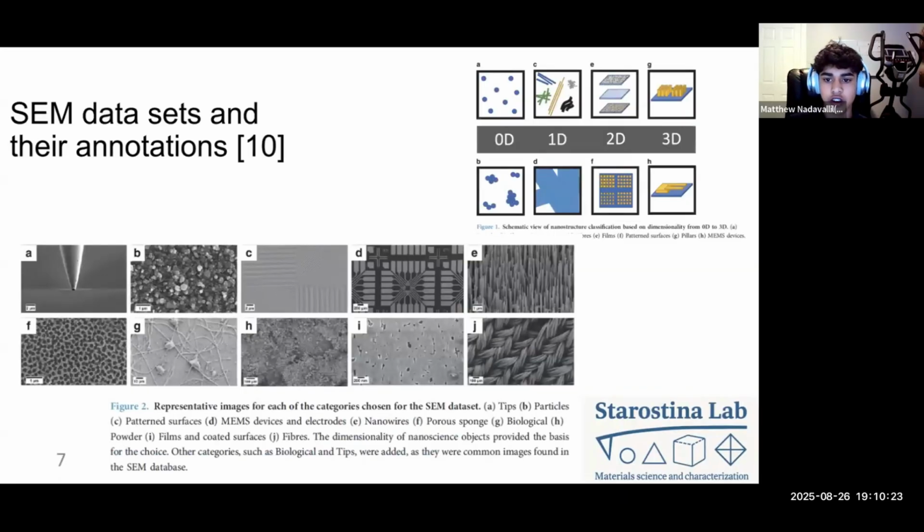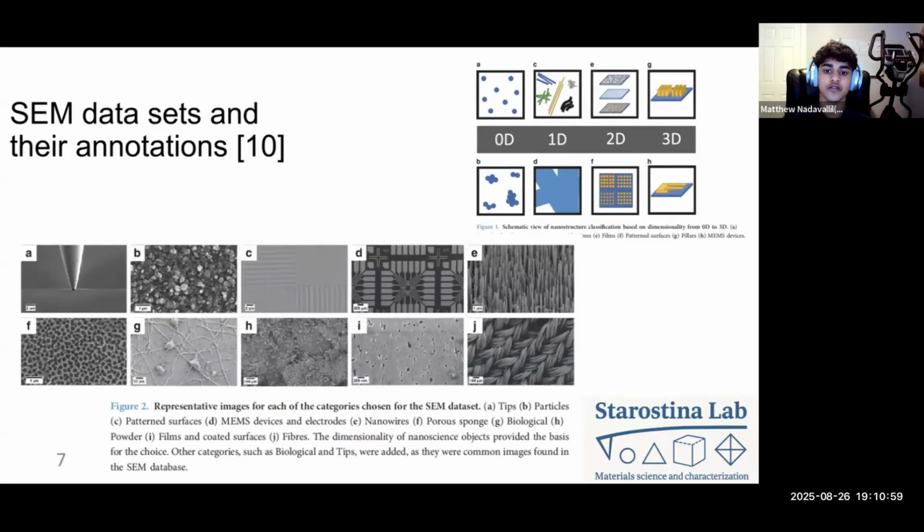Next slide. All right, so these are our SEM datasets and their annotations. SEM images are classified based mainly on their dominant shape and the structure of the imaged object. The dimensionality of the nanostructure, 0D, 1D, 2D, or 3D, was used as our first criterion, being the visual benchmark of the nanostructure itself. In this classification, 0D objects refer to particles which can be either dispersed, individually identified over the image area, or packed together into a clustered structure.